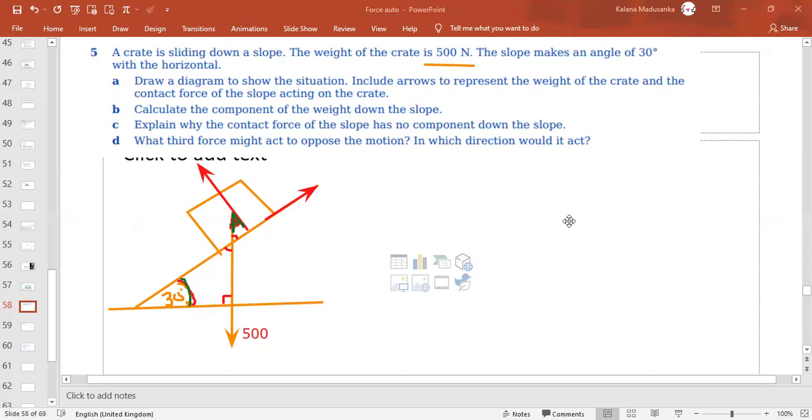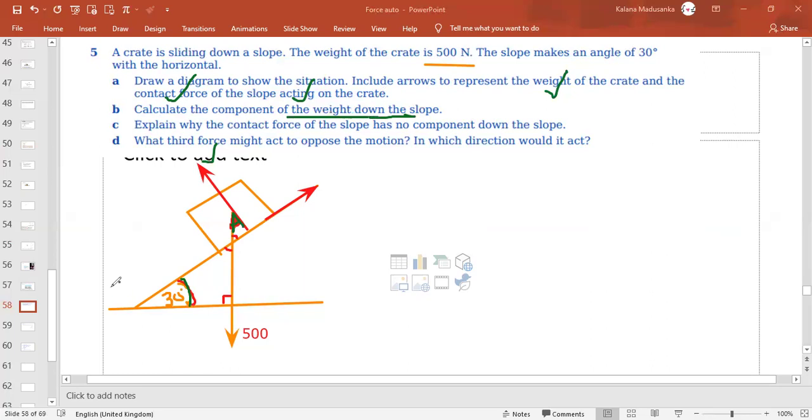Then you have to draw a diagram to show the situation, include arrows to represent the weight and the contact force of the slope acting on the plate. The contact force means the reaction force here, and I just put the friction force as well. Calculate the component of the weight down the slope. What is the component of the weight down the slope?